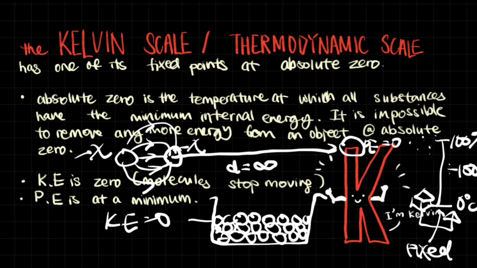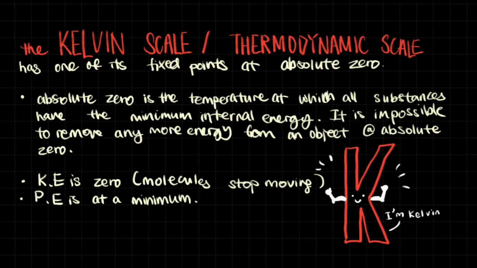And what happens at the minimum internal energy is that this potential energy becomes the lowest negative number that it can possibly become. They're basically touching each other. They can't possibly become any closer to each other. And that's when they have the most negative potential energy, and that's when potential energy is at a minimum. So we've learned about that.